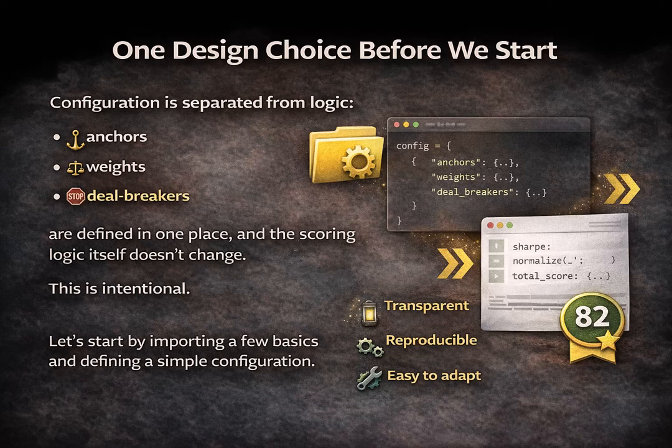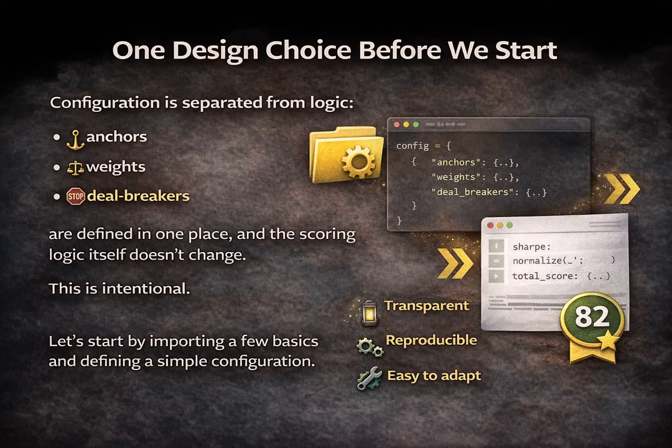One important design choice is that configuration is separated from logic. That means that anchors, weights, deal breakers and other criteria are defined first in one place and that the scoring logic itself doesn't change. This is done intentionally, because by splitting these into two sections it makes the system understandable, transparent, reproducible and also easy to adapt without writing too much code.